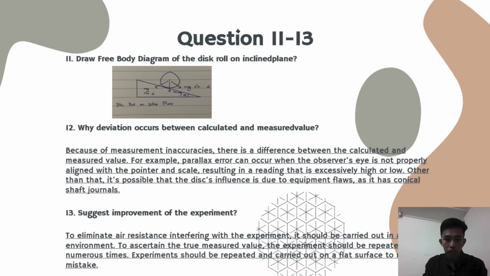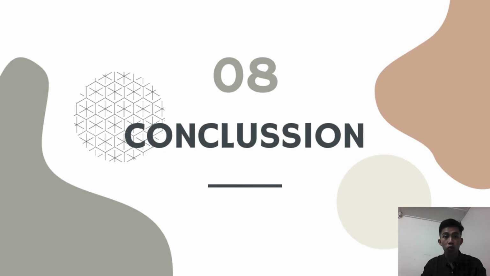Number 13. Suggest improvement of the experiment. To eliminate resistance interference, the experiment shall be carried out in a vacuum environment. To ascertain the true measured value, the experiment shall be repeated numerous times. The experiment shall be repeated and carried out on a flat surface to minimize mistakes. So that is for the discussion. Thank you.